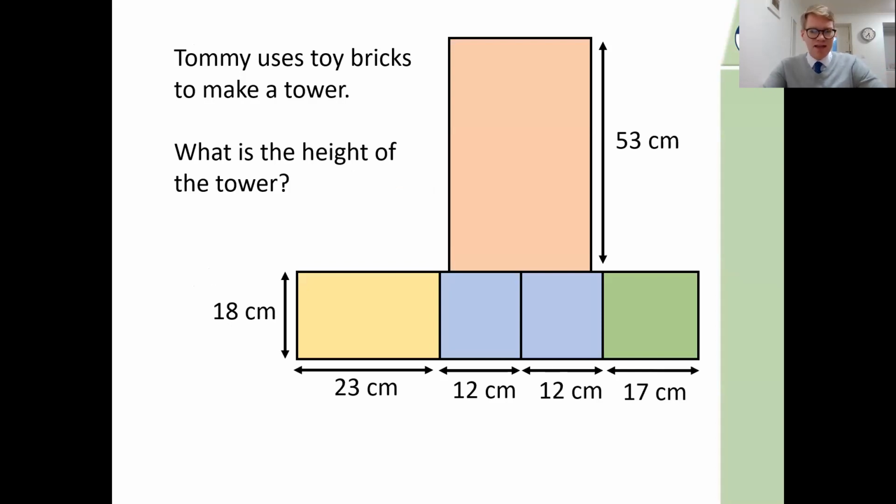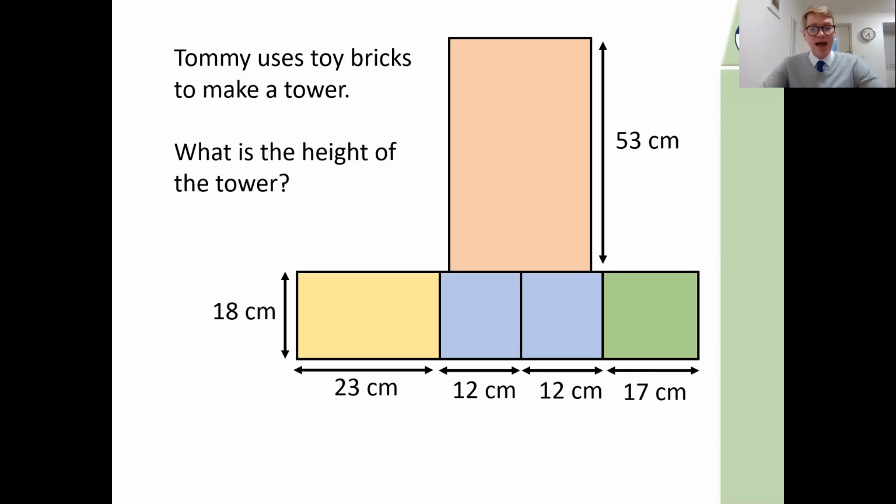Now, just by looking at this picture, you might be a little bit intimidated because there's an awful lot of numbers on the page. But what we really need to do here is identify what are the important measures. Because there's, what's that, 6 numbers on the page. We've got to identify what are the important ones for us here. So it's talking about the height of the tower. So which 2 lengths refer to the height?